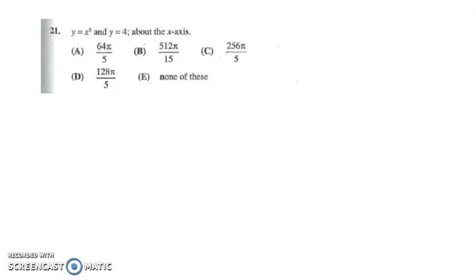All right, for number 21, let's go ahead and draw the graph. We have y equals x squared, which is this parabola here, and then the line y equals 4. And so our region that's in the base of the coordinate plane is right here. And we are going around the x-axis. So our axis of revolution is right here.